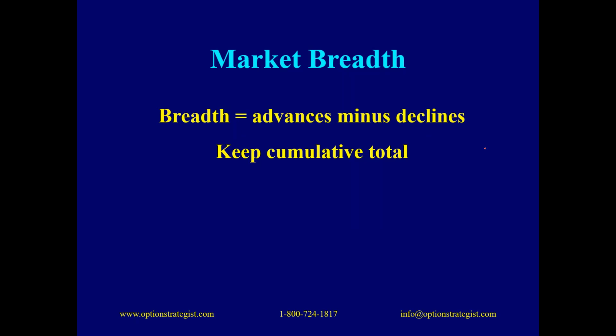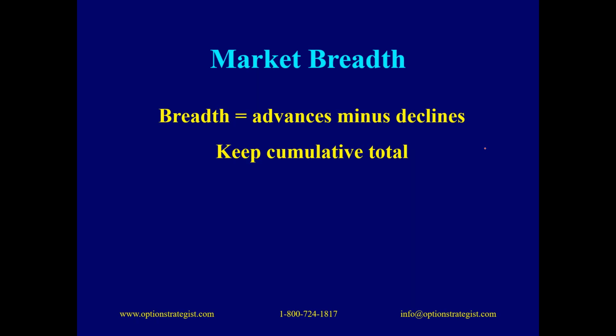Anyways, let's move on to the third category because we only have 40 minutes here. The third thing we look at is breadth. Now, there's a couple of things you can do with breadth. Breadth, by the way, is just all stocks. You look at all of them and you take the advances minus the declines. You can keep a cumulative total of that. So it's somewhat interesting, only for negative divergences.